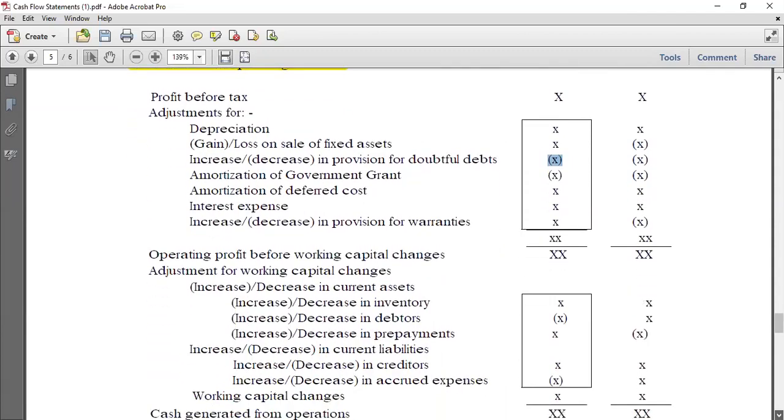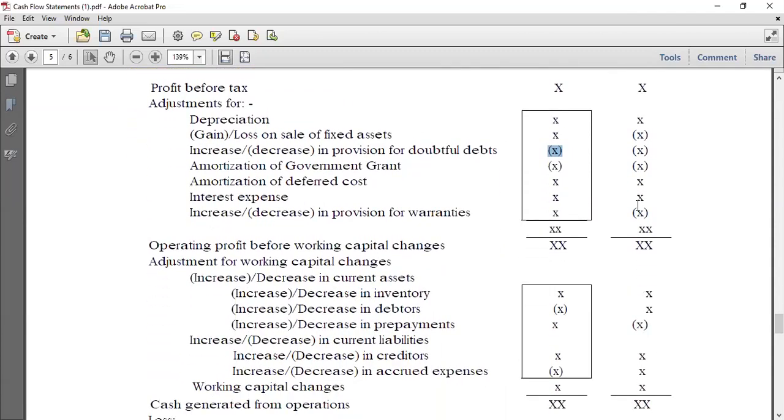And then, after you've done that, okay, you get what you call the operating profit before working capital changes, okay? The operating profit before working capital changes. Now, you also have to make adjustments for the working capital changes. Now, this is operating profit before working capital changes.